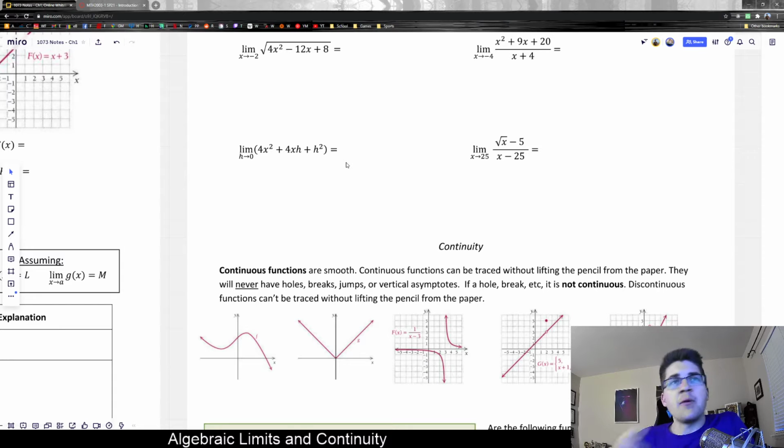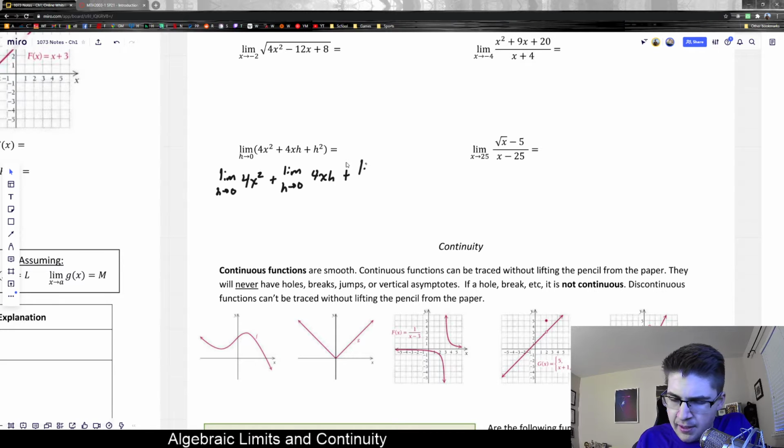And right off the bat, we can see that we have three terms. We could always use limit law number 3 to break it into three individual parts. So we'd have the limit as h approaches 0 of 4x squared, plus the limit as h approaches 0 of 4xh, plus the limit as h approaches 0 of h squared.